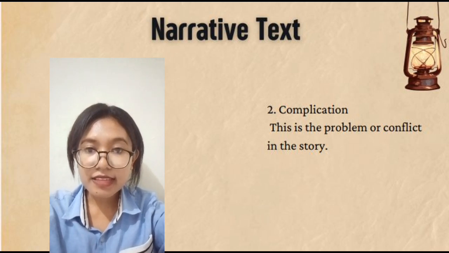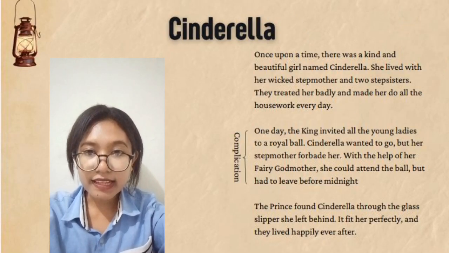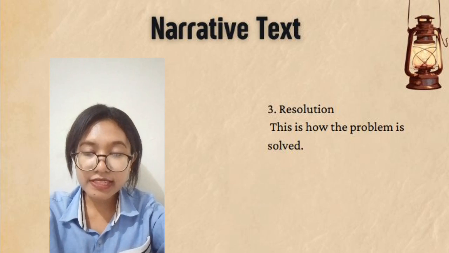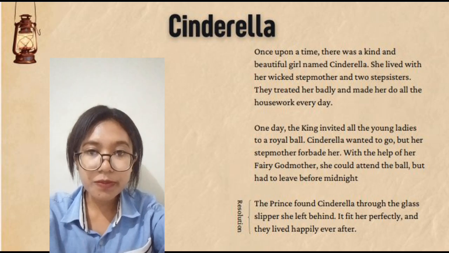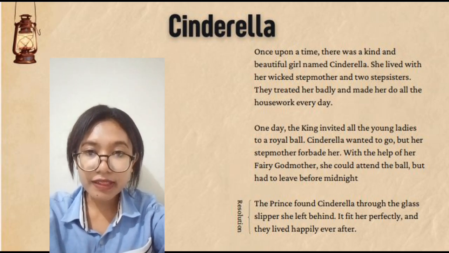And the next is complication. This is the problem or conflict in the story. In Cinderella, the complication is when she wants to go to the ball, but her stepmother doesn't allow her. And the last is resolution. This is how the problem is solved. In Cinderella, the resolution is when the prince finds Cinderella and they live happily ever after.